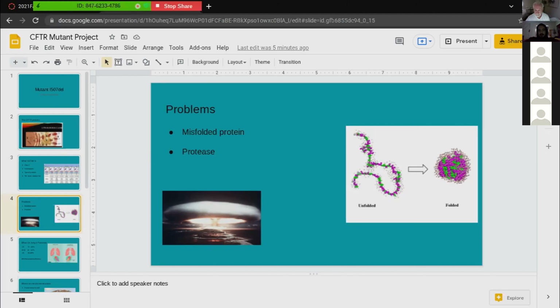In order to avoid those, we have to get rid of the misfolded protein, and this is done by the protease, which is why I have a little destruction of the atomic bomb, because the proteases are enzymes that kill protein. So we have to do that so we don't get sick and get diseases.